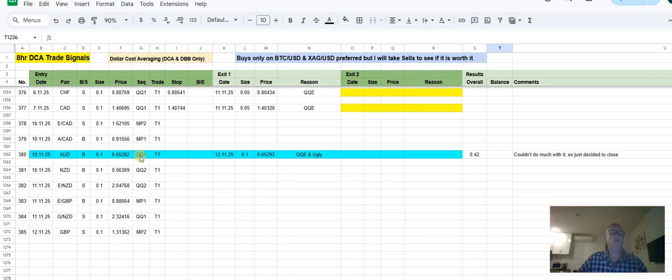So this spreadsheet's all up to date. There's been 385 different sequences. I commenced this in mid-January, so there's a fair bit of history there.